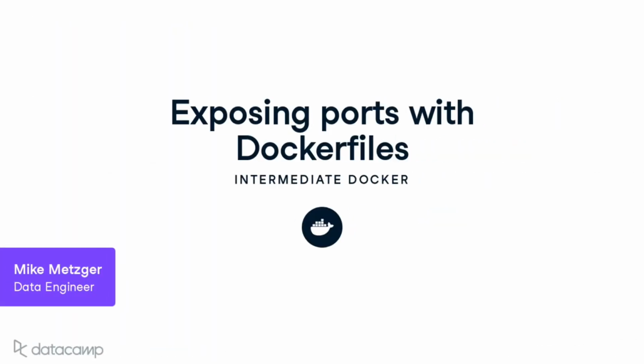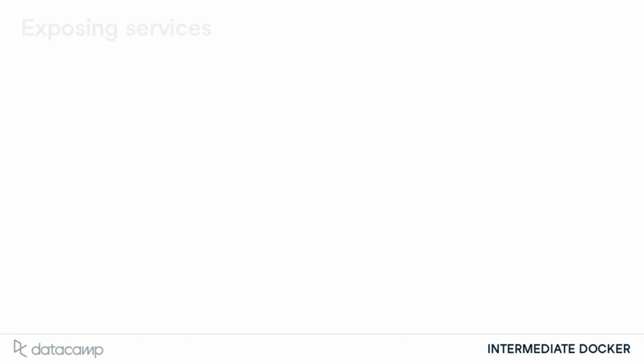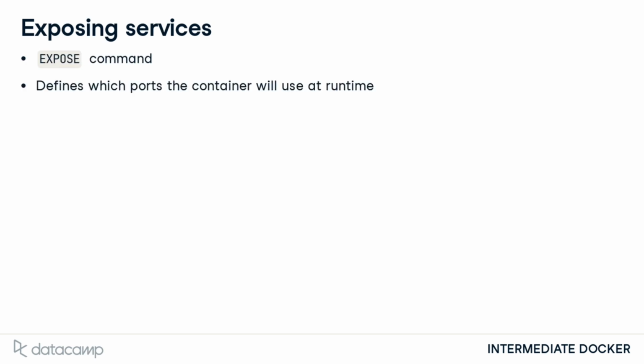Welcome back. We've just covered exposing ports manually in Docker, but let's cover exposing services via Dockerfiles. Our first topic for this video is the EXPOSE command within a Dockerfile. EXPOSE technically defines which ports a container will use at runtime within the container.